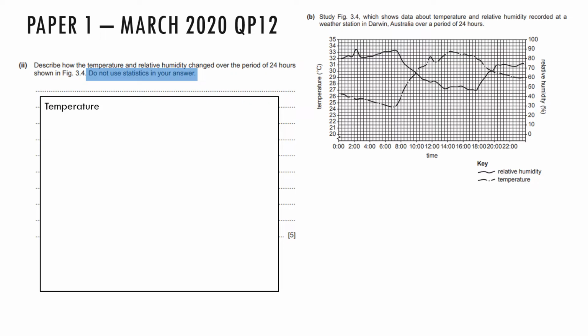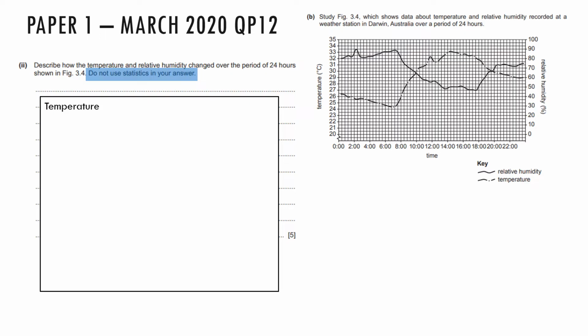So how do you go about getting the full marks? In this case, there's a whole 5 marks on offer. Well, you've got 2 lines. You need to break it up into the various parts. So for example, temperature and relative humidity. Half the answer needs to be on temperature, the other half needs to be on relative humidity, and then perhaps you want to conclude with how the 2 relate to each other.